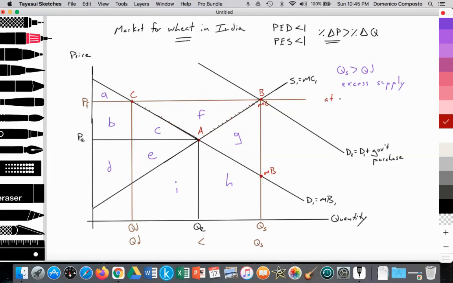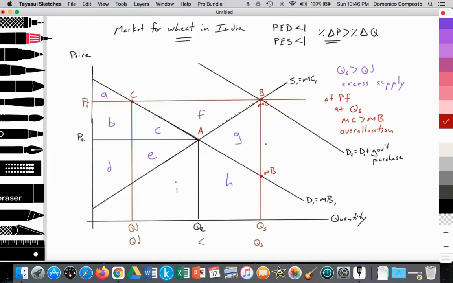So at PF, at the price floor, since the quantity supplied is greater than the quantity demanded, we can note that at the quantity supplied, the marginal cost of production is greater than the marginal benefit, which means that there's an overallocation of resources to the production and consumption of wheat versus what is desired by society. And that excess is thus consumed by the government.